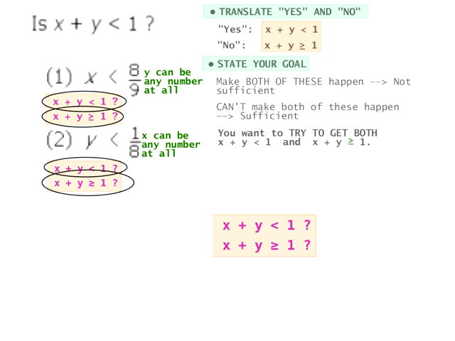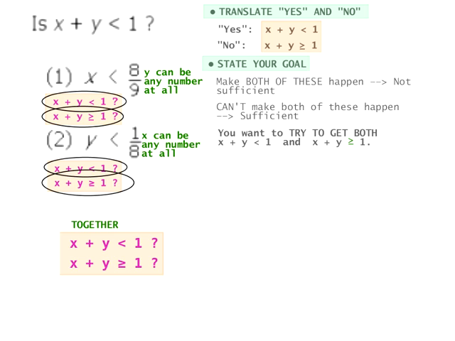Now, let's look at these together. These are still the goals. I mean, one of these is quite easy to get, which is x plus y less than 1. There are lots and lots and lots of ways to do that. So, for example, if they're both 0, then, yeah, zeros are a good place to start. So this is pretty easy to get.